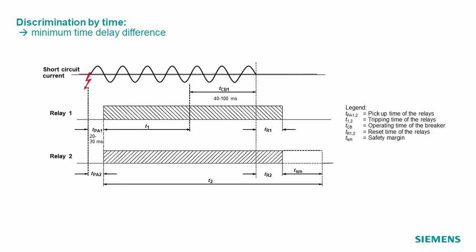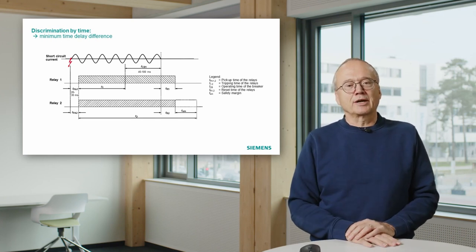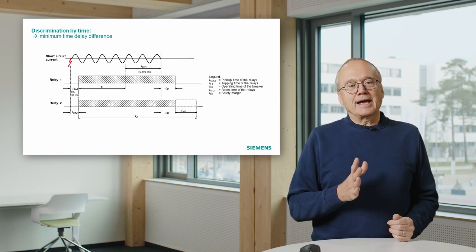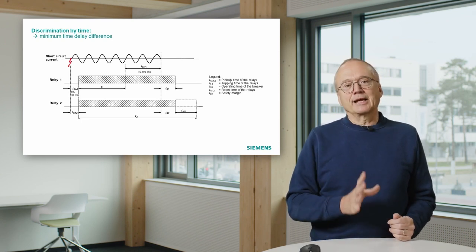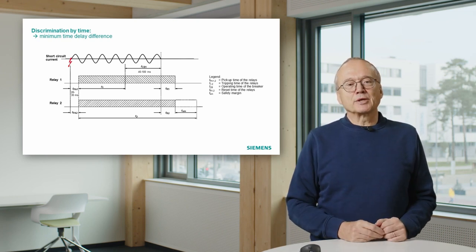Then we see current is flowing, and on the two traces below that we see what is going to happen in the two relays. First of all, both relays need some time to detect the fault. Internally we have algorithms, they need some data windows to calculate the current, so they need some time to detect the fault. If the relays are identical and the setting is identical, these delay times will be the same.